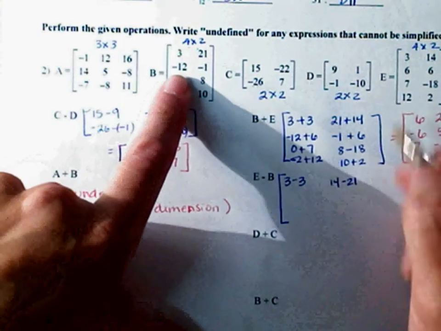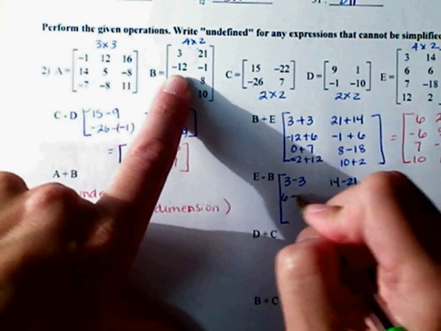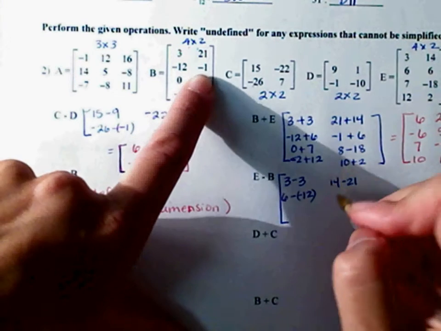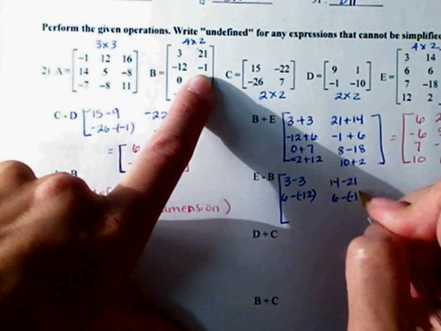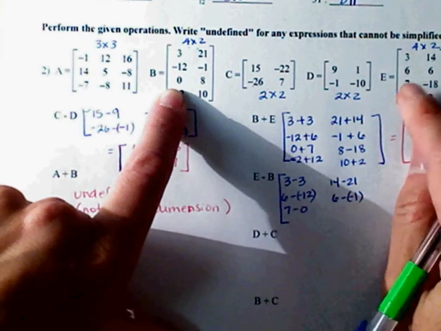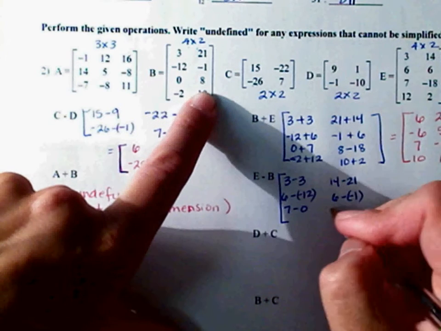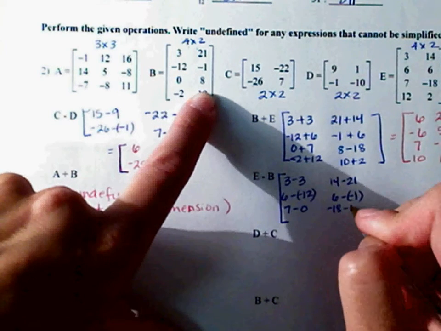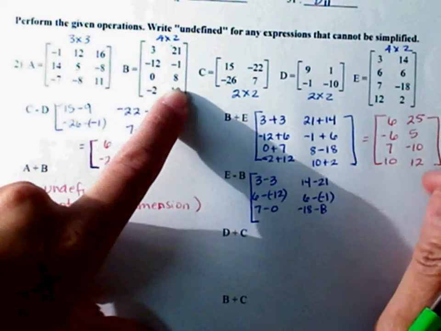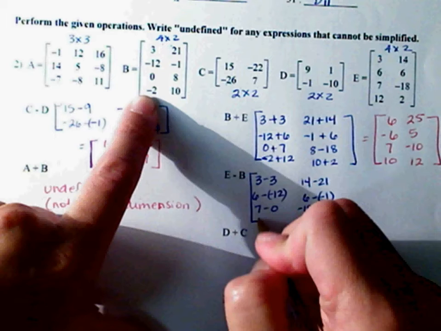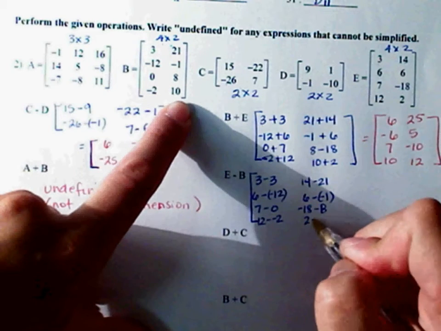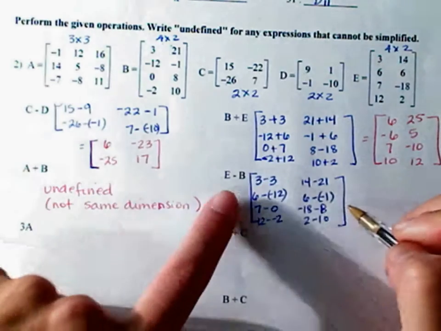Next, 6 minus negative 12. Okay? 6 minus negative 1. 7 minus 0. Negative 18 minus 8. Okay? Keep going. 12 minus negative 2. And 2 minus 10. When you're subtracting matrices, it's very important.